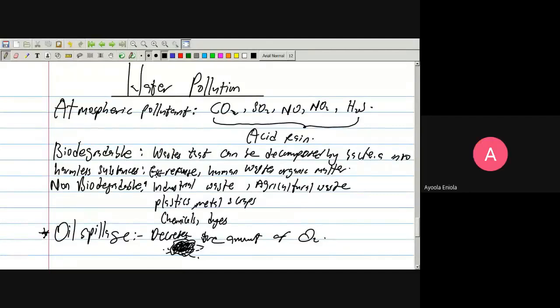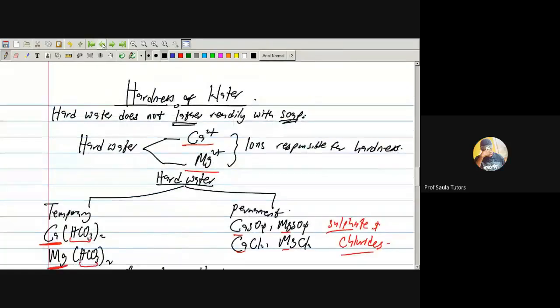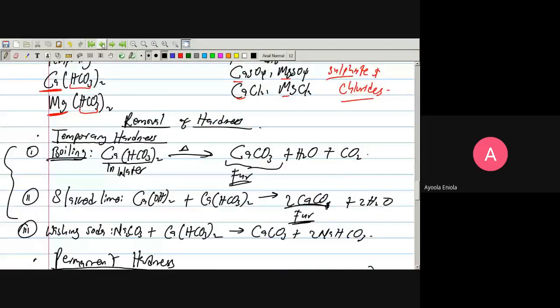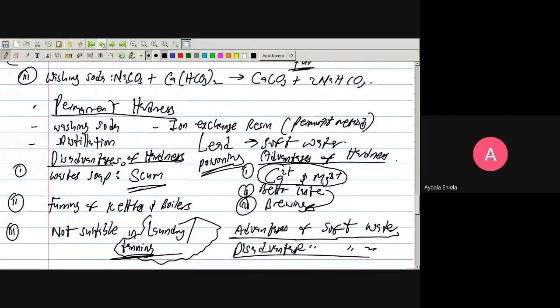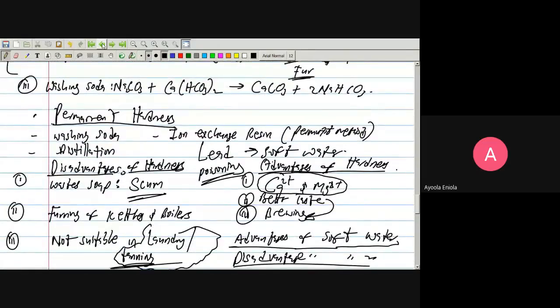Sir, about the disadvantages of hard water you mentioned, that it cannot be used in laundry or tanning. I want to ask, can it be used in dyeing and bleaching? No, it can't. Why? Because of the formation of scum, because of those compounds. So salt water is the best.